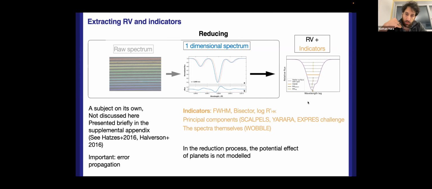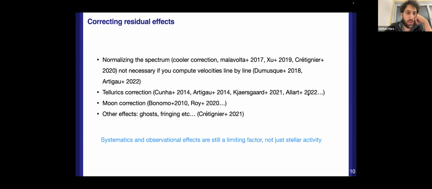And the difference with the modeling aspect, which will be treated later, is that at this level, we are not considering that the signal might come from planets. The model of the signal of the planets will come later.